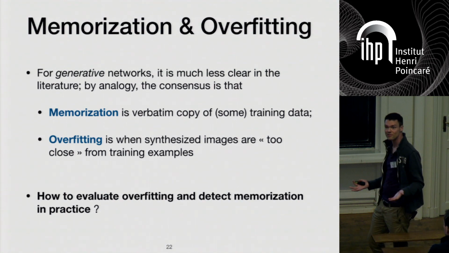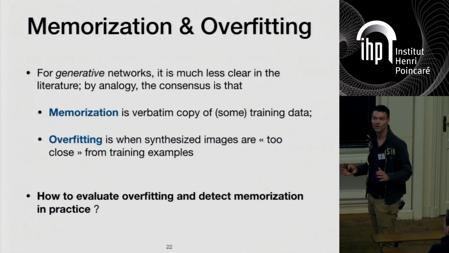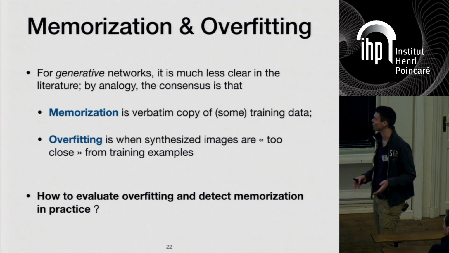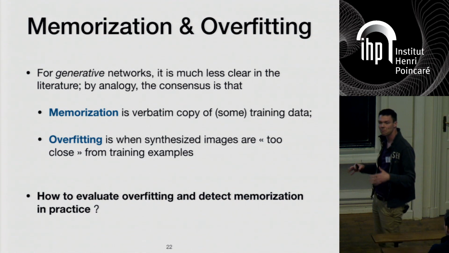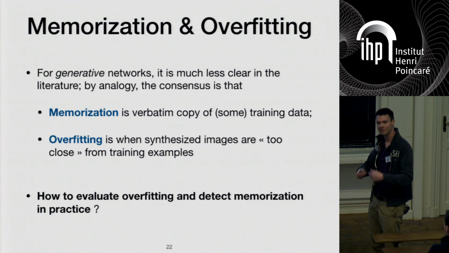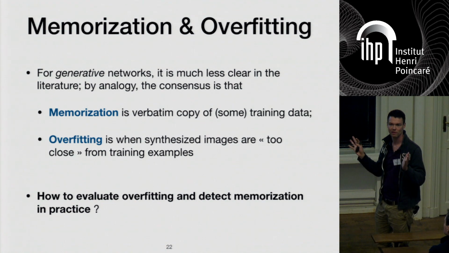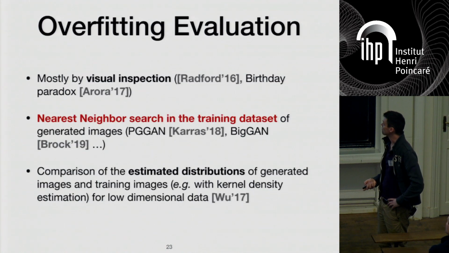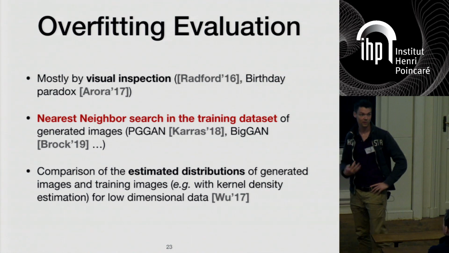Actually, people are using this term, memorization or overfitting, but as far as I know, I never found any definition of it. Okay? So we'll see how people do it, but the consensus is that memorization is when the generative network is generating images from the training set, and overfitting is when images are very close to the training set. That's the rough idea for now. So how to evaluate that in practice? Mostly, I would say, by visual inspection.